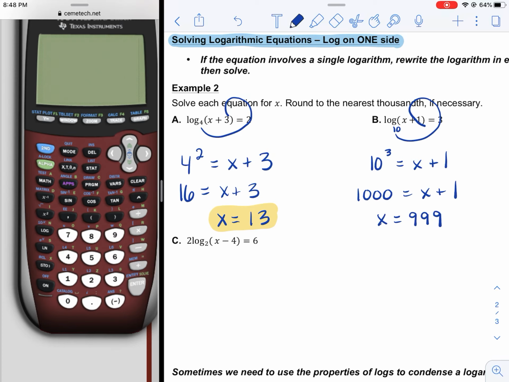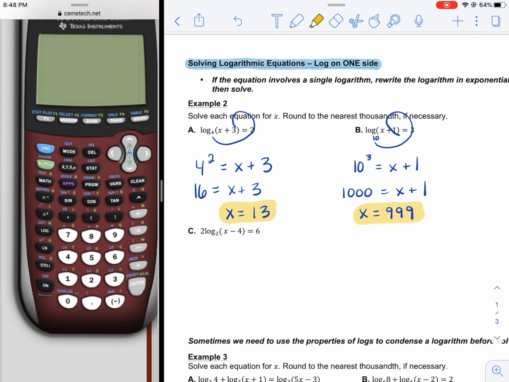And if I check the 999 in my argument, I get positive 100, and so my answer is good.